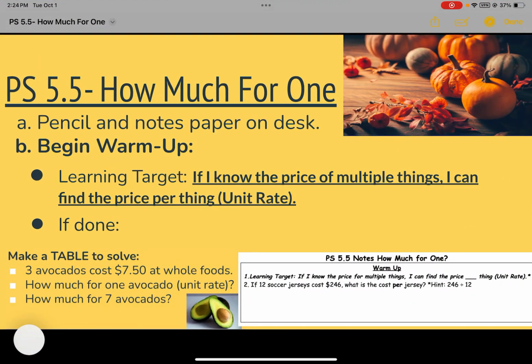This video is going over Priority Standard 5.5, which is called How Much for One. Our learning target today is: if I know the price of multiple things, I can find the price per thing. This is also called the unit rate.